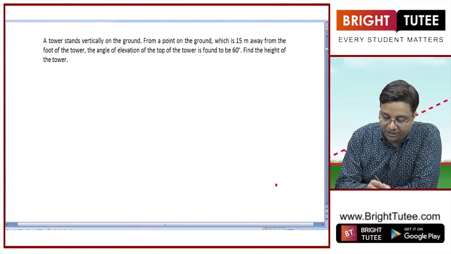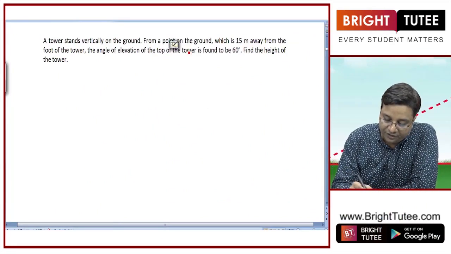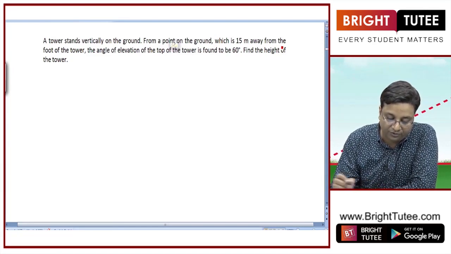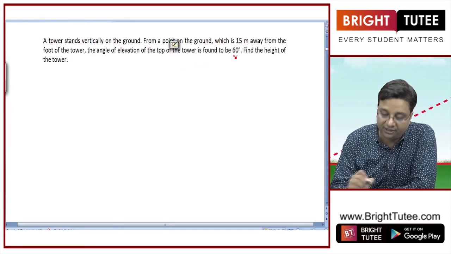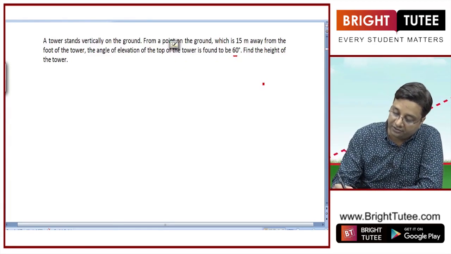The tower stands vertically on the ground. From a point on the ground which is 15 meters away from the foot of the tower, the angle of elevation of the top of the tower is found to be 60 degrees. Find the height of the tower.